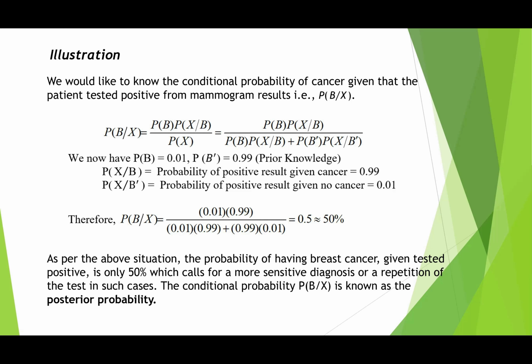The conditional probability of B given X is known as the posterior probability. So let us see what the determinants of P of B given X are. They are mostly the overall incidence of cancer in the population and the sensitivity of the test.